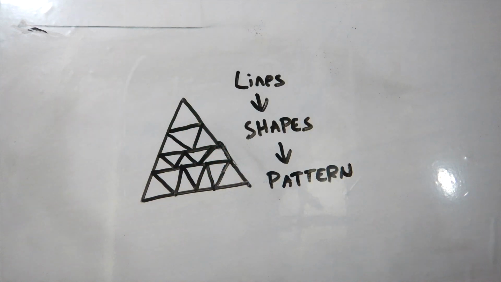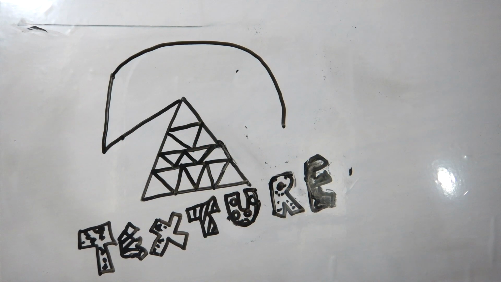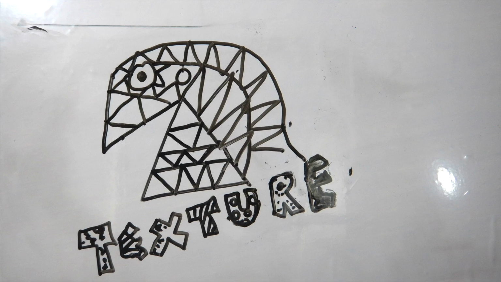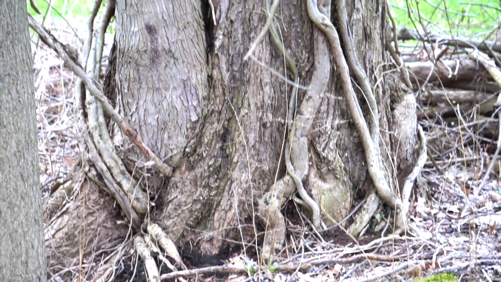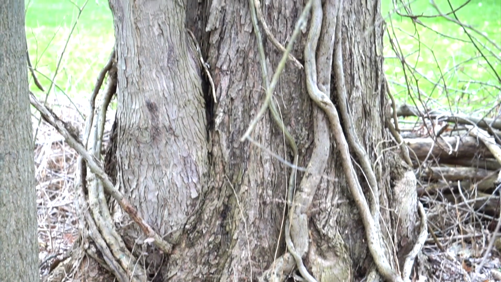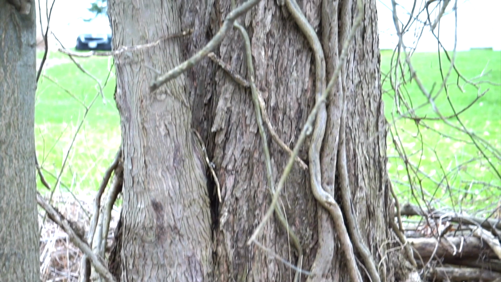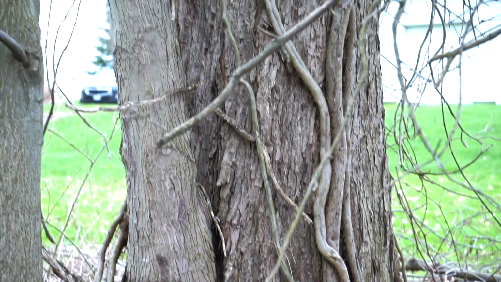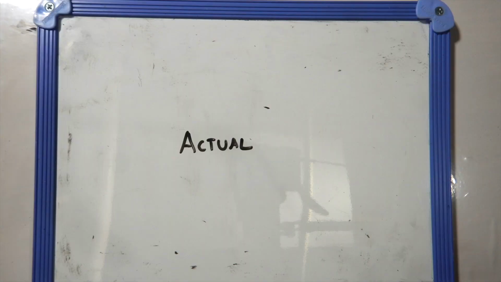Lines plus shapes plus pattern equals texture. And you can see how I can make a shape, fill a pattern, and now it looks like the scales on a lizard. Texture is all about the way something looks like it feels or how it actually feels. So if I look at this here tree, that bark, well, I know that if I walk up and touch that bark, it'll feel all barky. Well, rough would probably be a better way of describing it. When a texture feels like it looks, that's called actual texture.